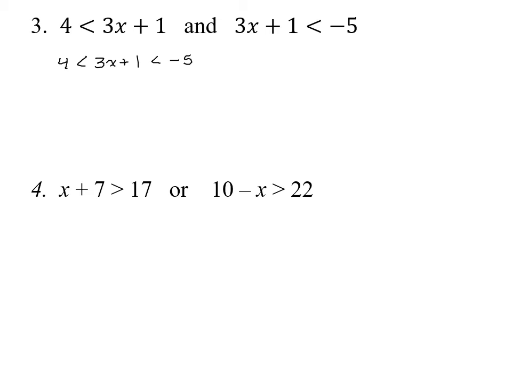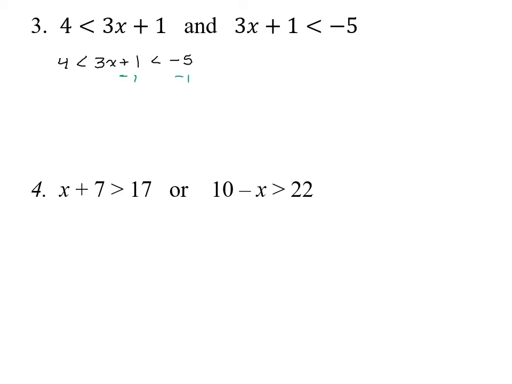If you pretend that 3x plus 1 is just a number, is there a number that's bigger than 4 but less than negative 5? And the answer is no, you can't be less than negative 5 and greater than 4. But pretend like you don't notice that. Let's see what happens if you solve it.